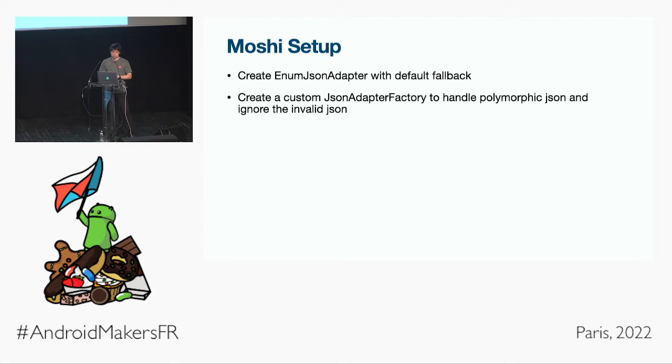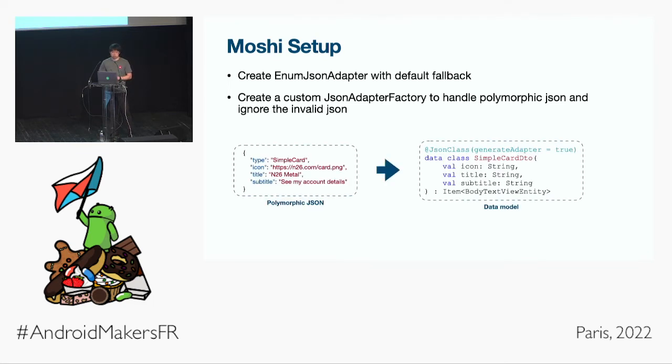And we create a custom JSON adapter factory to handle this polymorphic JSON and ignore the invalid JSON. The main reason to do this is to be resilient because we didn't have versioning in the beginning. I will explain how this works. For instance, we have this polymorphic JSON, a simple card with icon, title, and subtitle, and we map this to a simple card DTO using Moshi. In case the backend doesn't send the icon, which is a mandatory field, we just explode in the front end. And we don't want this JSON parse error, so we don't want to show an error screen to the user. We just want to ignore this component, but still show the other components.